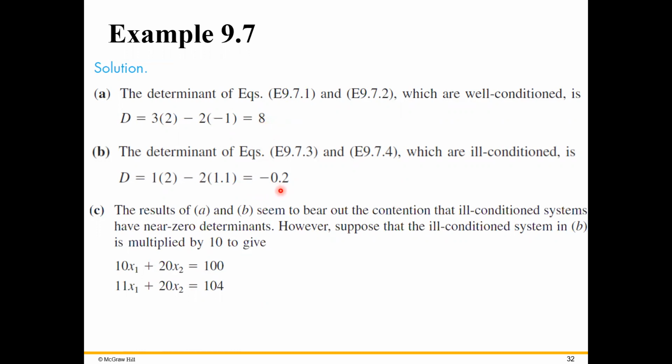But here in this case, because this is an ill-conditioned system, as we have seen before as well, the determinant is almost close to 0. But by multiplying this system by 10, the determinant has also increased by 100 times, minus 0.2 times 100 gives minus 20. But even that will not affect the condition of the system.